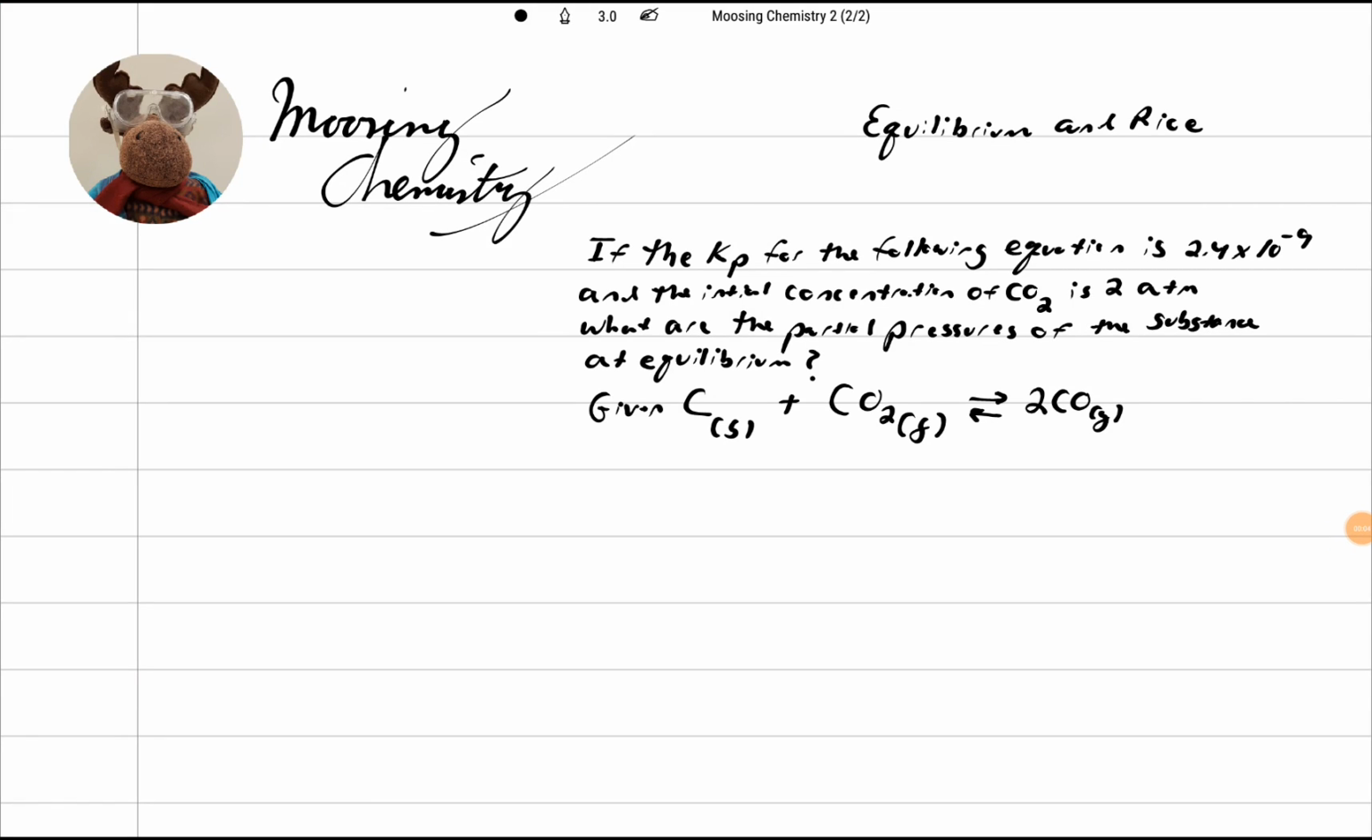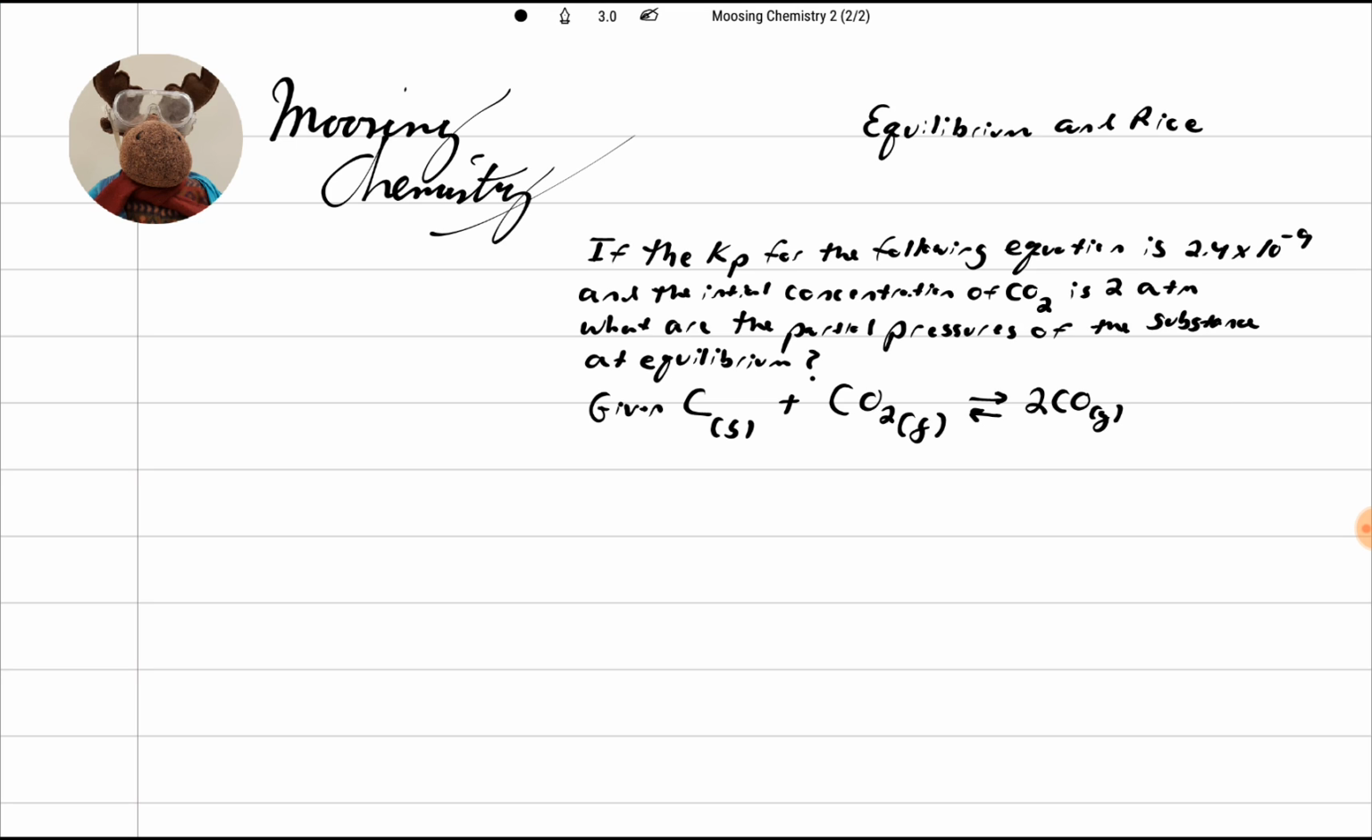This problem deals with equilibrium and RICE. If the Kp of the following equation is 2.4 times 10 to the negative 9 and the initial concentration of CO2 is 2 atmospheres, what are the partial pressures of the substance at equilibrium? Alright, so let's look at this.